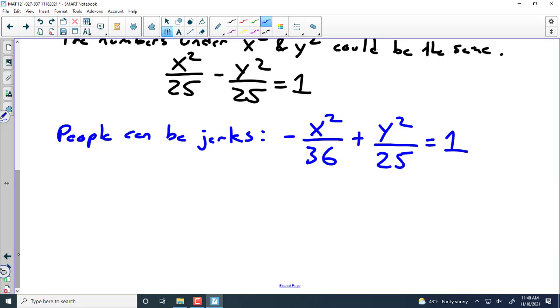Do you think that's a hyperbola, everyone? No. Oh, well, yes. Yeah, that's what I mean. People could be jerks, right? They could write it in the wrong order. What matters is that one of them is negative and one of them is positive. So that's still a hyperbola.